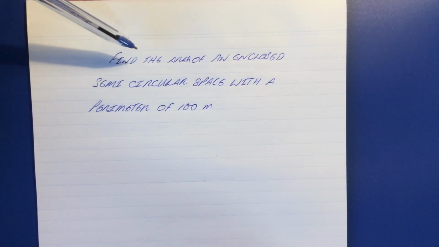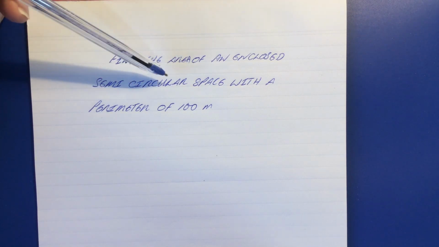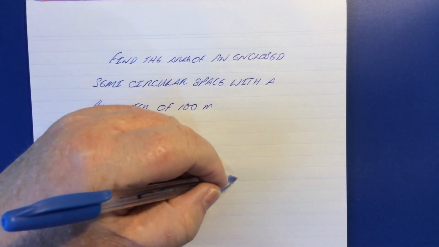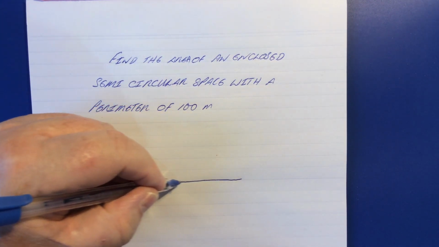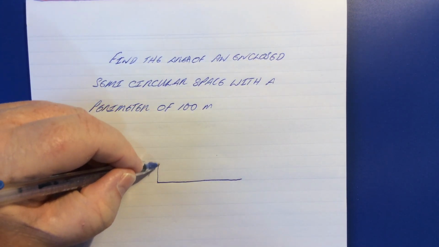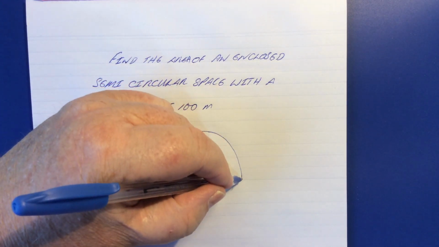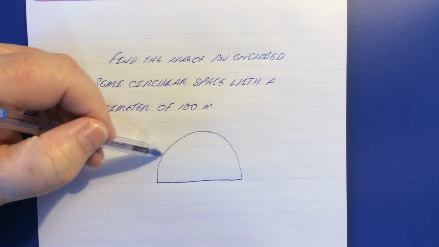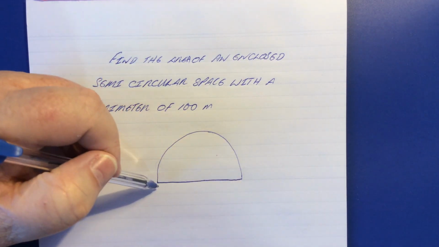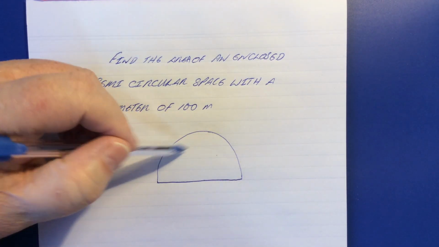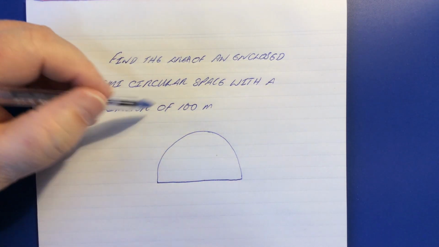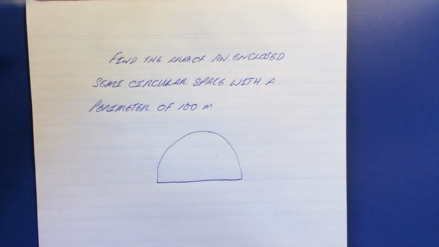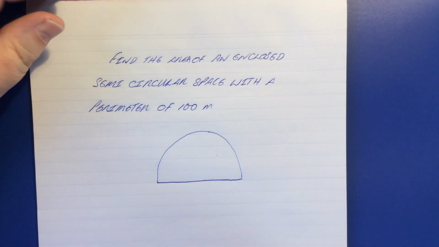Today we're looking for the area of an enclosed semicircular space with a perimeter of 100 meters. So, quick artist's impression. Let's see if I can do this without making too much of a mess of it. Okay, it's a little lopsided, but this is what I'm talking about. Semicircle, line across here enclosing all of this space, and the total perimeter, this plus this, is equal to 100.